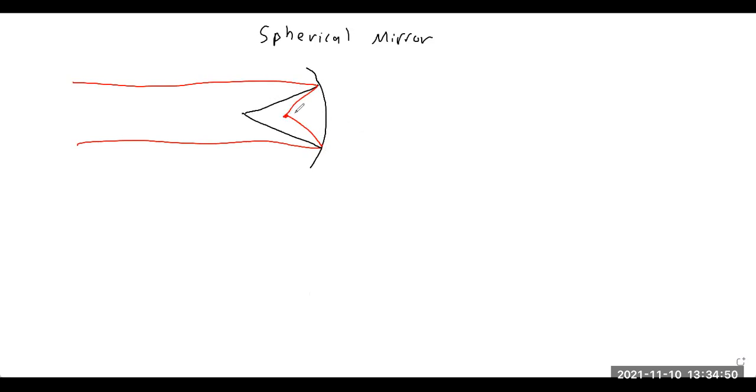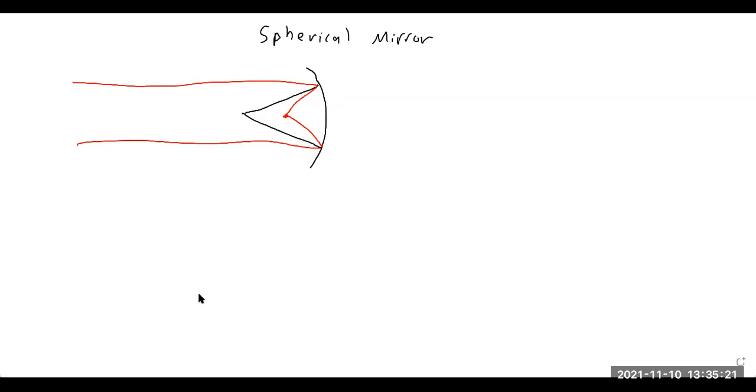Parallel rays are going to bounce and meet at this point here, which is our focus or our focal point. So one way of thinking about what this focal point would be is that it is going to be our image distance if we had an object which was infinitely or near infinitely far away.